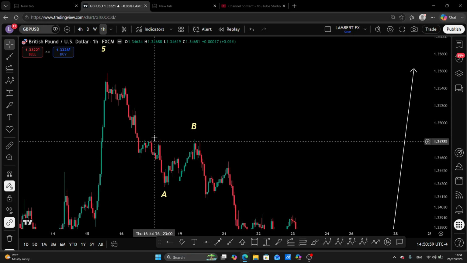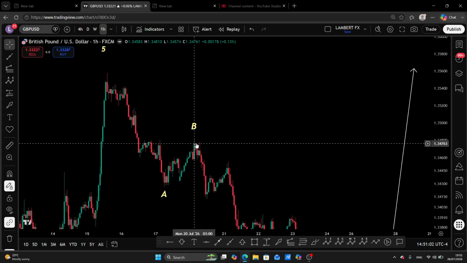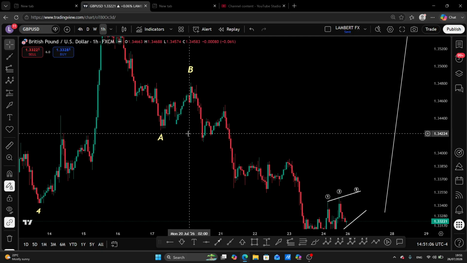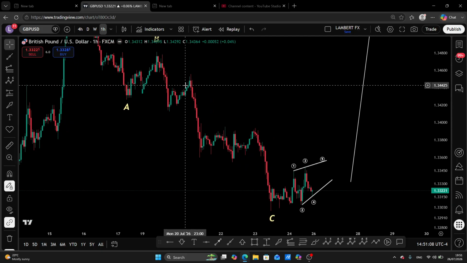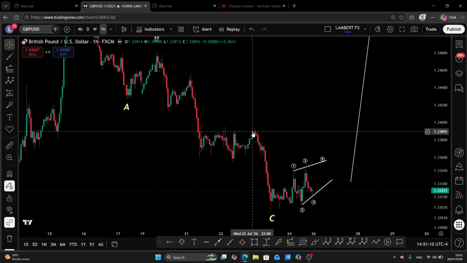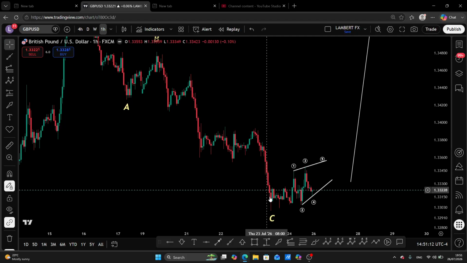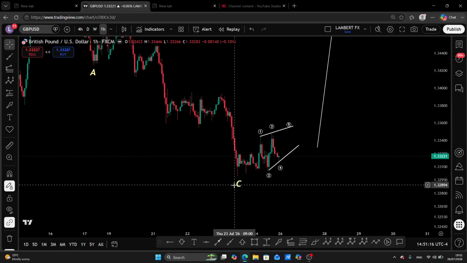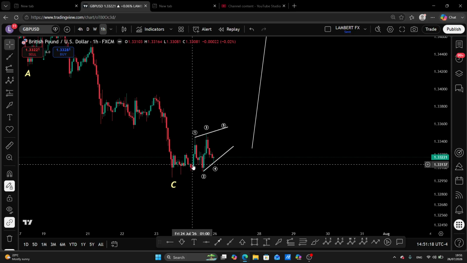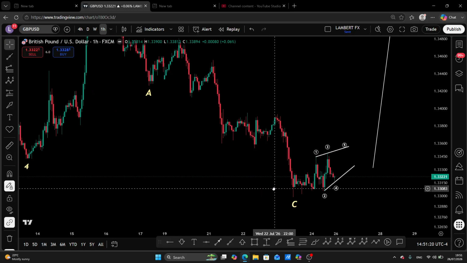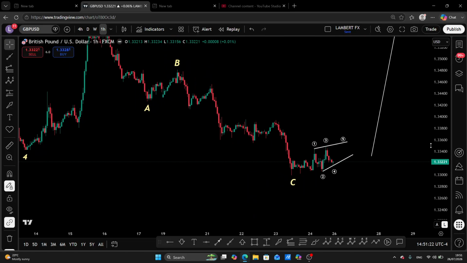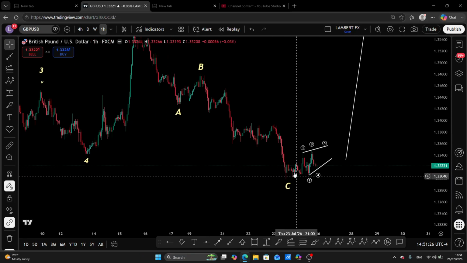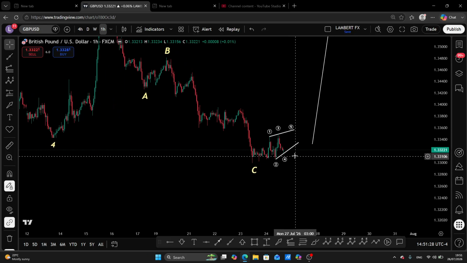1, 2, 3, 4, 5 for A, and then a correction for B. Then C is 5, 3, and then we have a 1, 2, a 3, a 4, and the final position for 5 for C. So we have a 535 for A. Yeah, so we have a 535 corrective pattern here.